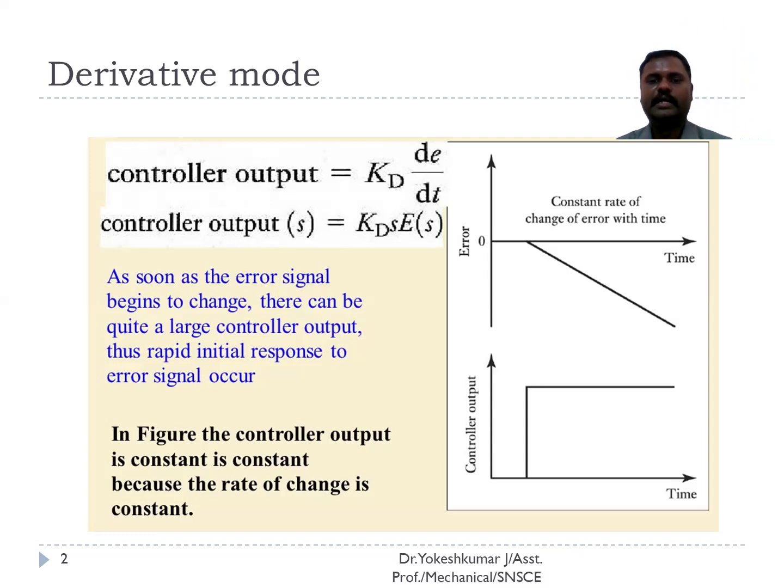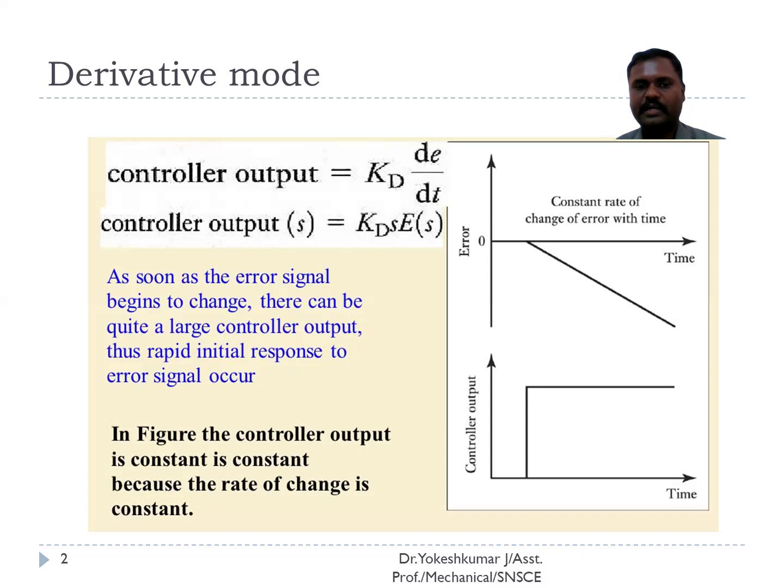So when you remove the proportionality, you have to introduce the constant of proportionality, that is KD. KD is the derivative constant. In the formula, we can identify that KD is the derivative constant, dE is the change of error signal, and dT is the change of time. So dE by dT is the change of error with respect to the change of time. Therefore, the controller output is a function of KD into dE by dT.